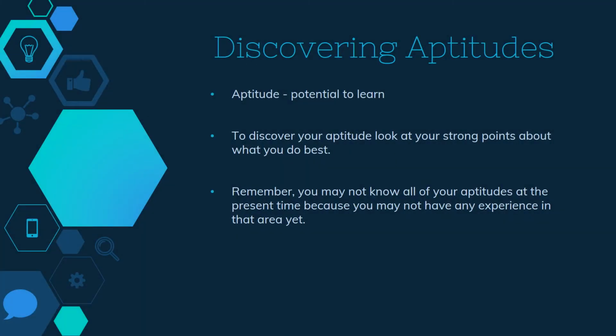How will you discover your aptitude? Aptitude is your potential to learn. To discover your aptitude, look at your strong points, at what you do best. Remember, you may not know all of your aptitudes at the present time because you may not have any experience in that area yet.